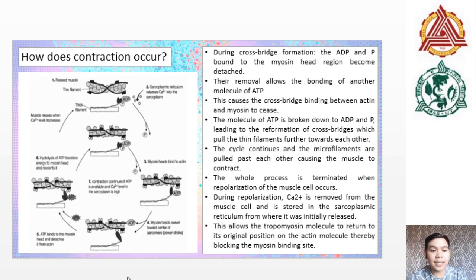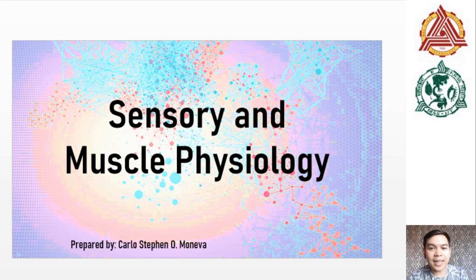So the whole process is terminated when repolarization of the muscle cell occurs. During repolarization, calcium is removed from the sarcoplasm and is stored in the sarcoplasmic reticulum. This allows the tropomyosin molecule to return to its original position on the actin molecule, thereby blocking the myosin binding site. So that ends our discussion for the topic on sensory and muscle physiology.